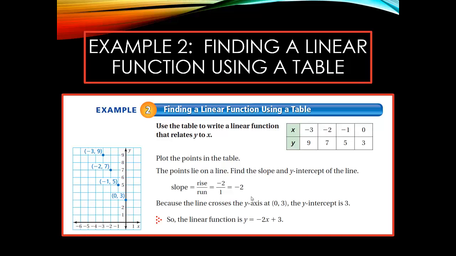Because the line crosses the y-axis at (0, 3), the y-intercept is 3. So the linear function is y equals -2x plus 3.